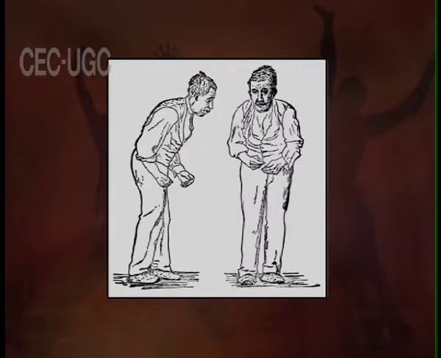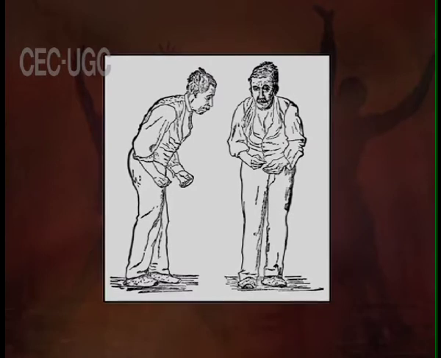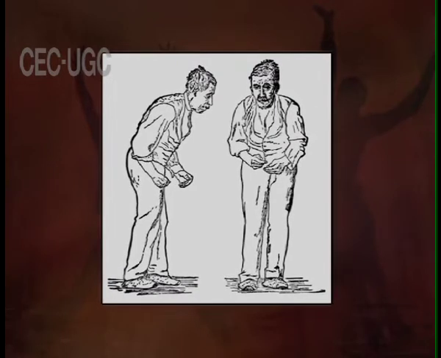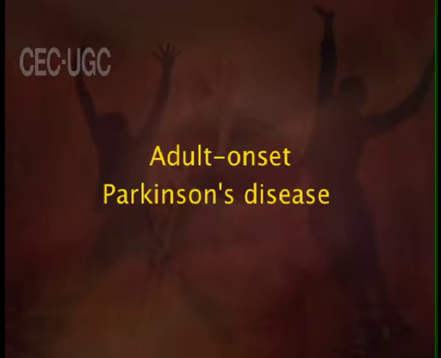Most individuals who develop Parkinson's disease are 60 years or older in age, and Parkinson's disease occurs in approximately 1% of individuals aged 60 years and in about 40% of those aged 80 years. There are 2 types of Parkinson's disease which we talk about. One is adult onset Parkinson's disease. This is the most common.